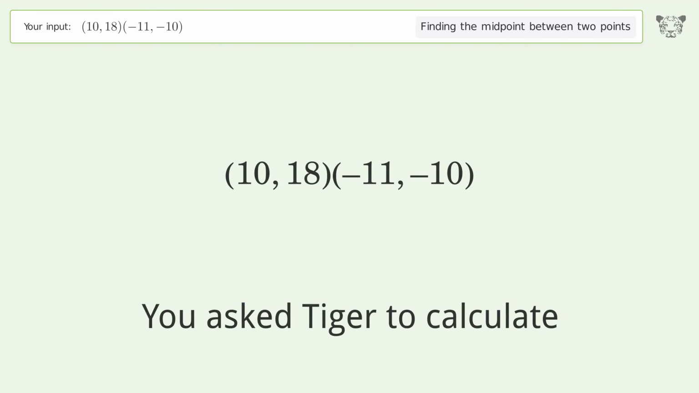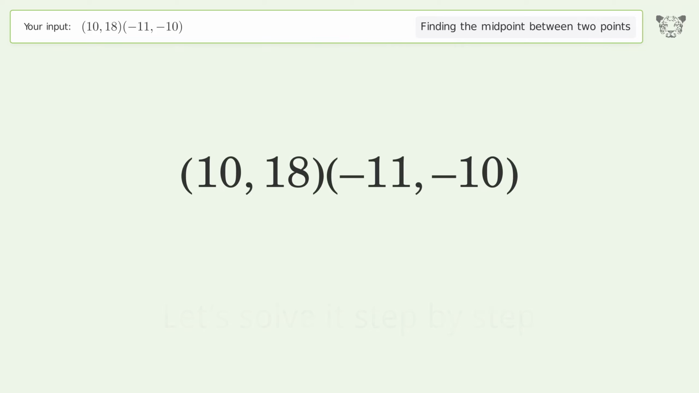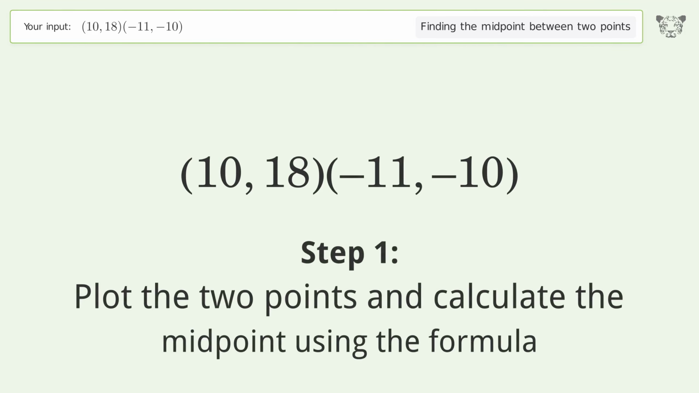You ask Tiger to calculate. This deals with finding the midpoint between 2 points. The midpoint between the 2 points is negative 0.5, 4. Let's solve it step by step. Plot the 2 points and calculate the midpoint using the formula.